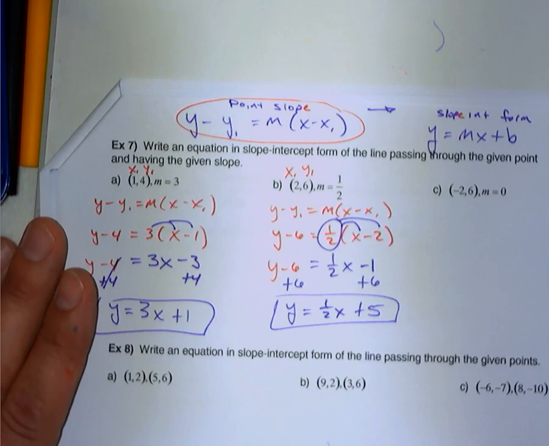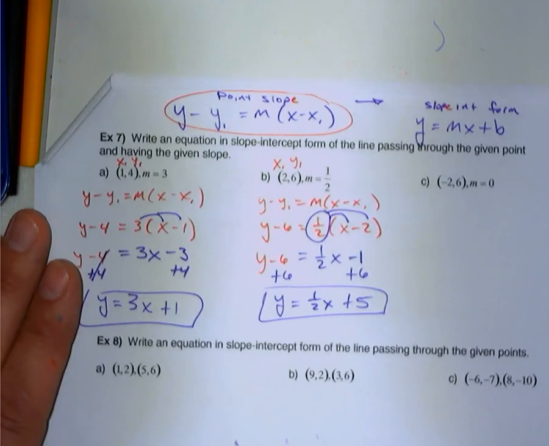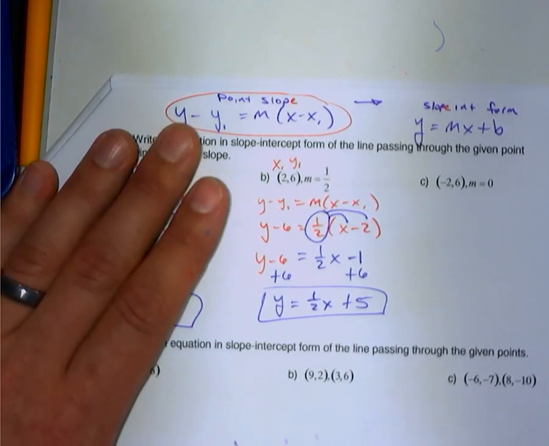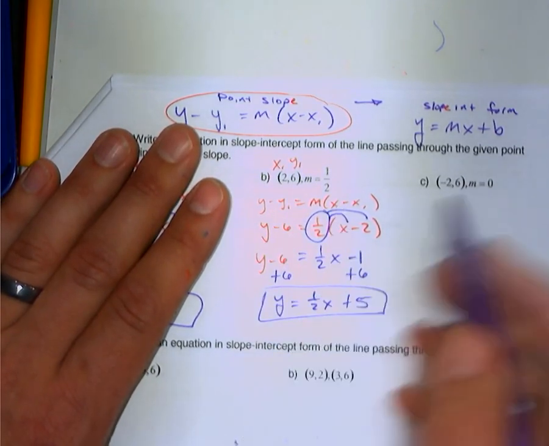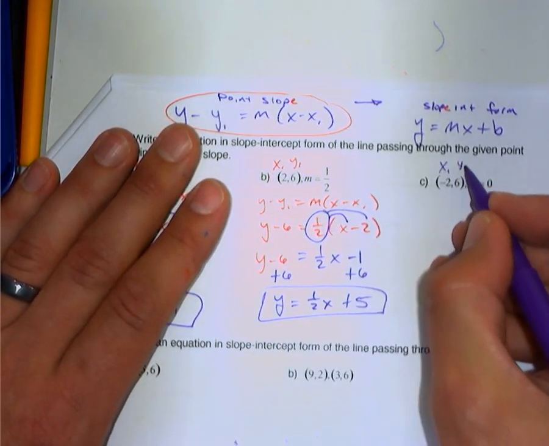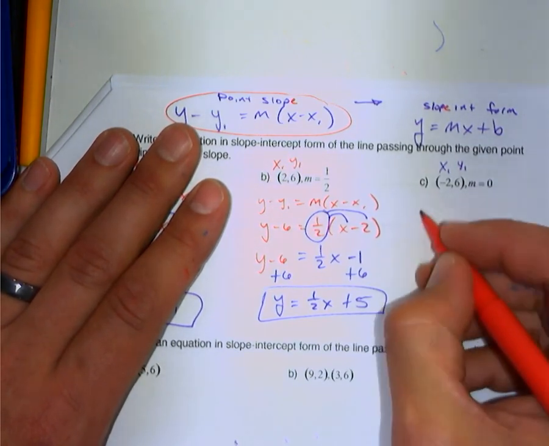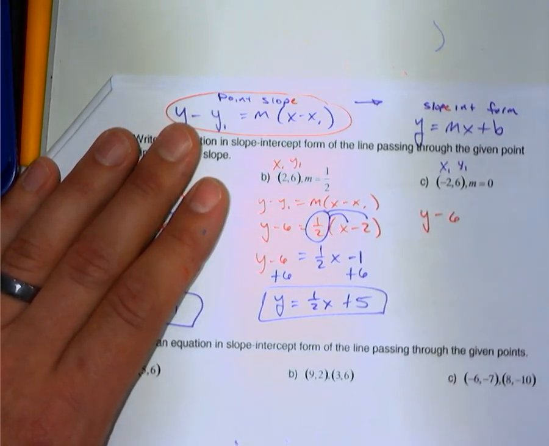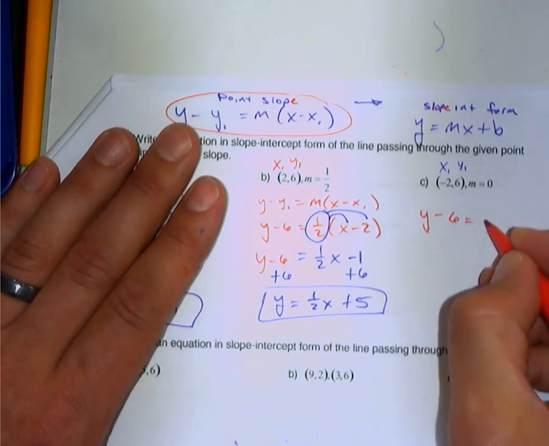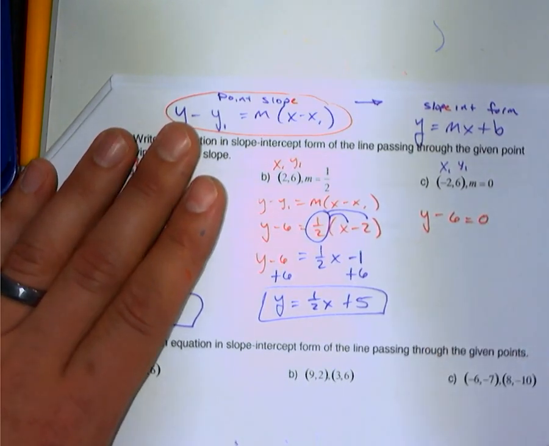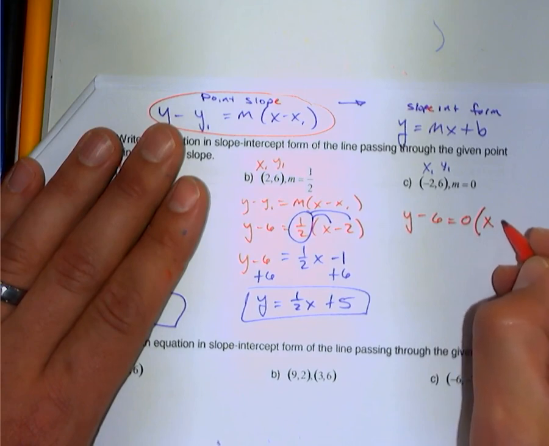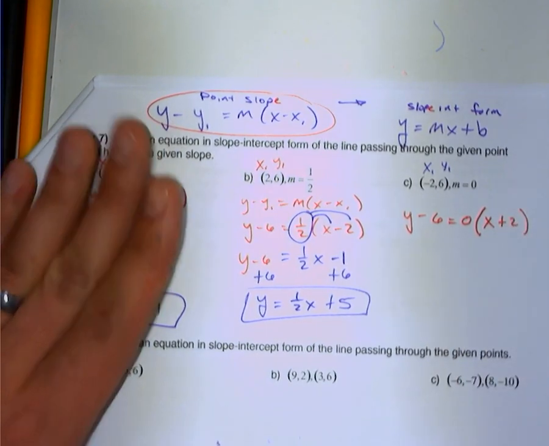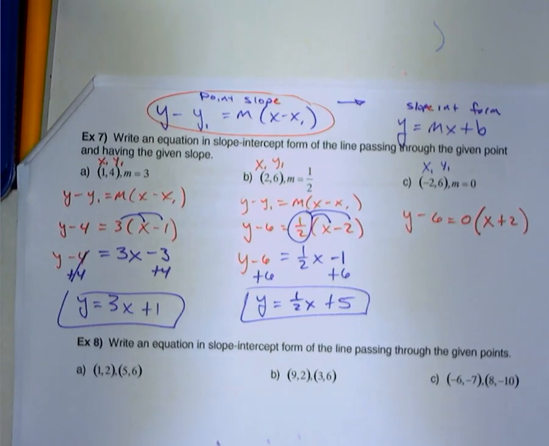All right. Let's finish with C here. Just want to talk about this one because I have my slope. If I plug this into my point slope, this is my x1, this is my y1, I would have y minus 6 equals my slope, which is 0, and then times x minus a negative 2 is plus 2. You guys okay with that?